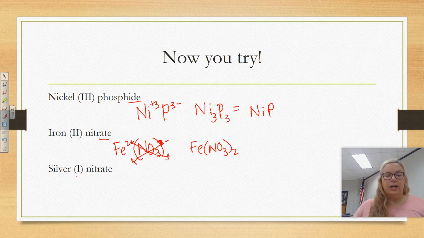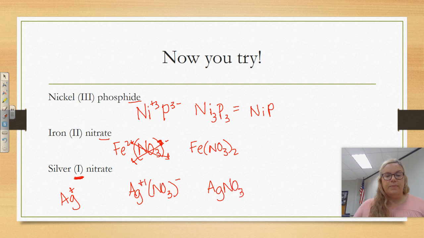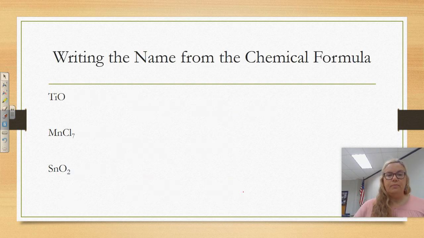And finally, silver 1 nitrate. You're not always going to see this 1 for silver because the only charge for silver is a +1. It does not have any other charges. And silver's like that, and zinc is like that for a +2. It's still fine to write the Roman numerals. That way you can just have a standard and you can just go for it. But silver's Ag, and it always has a +1 charge. And you'll find that on the back of your periodic table. And NO3 is a 1 minus charge, so we crisscross. So basically we just write AgNO3, silver nitrate.